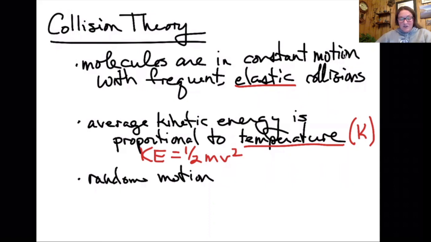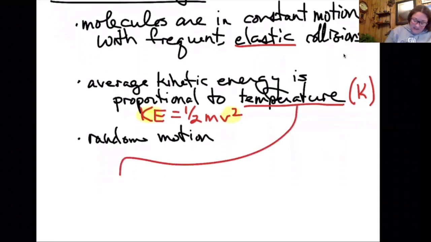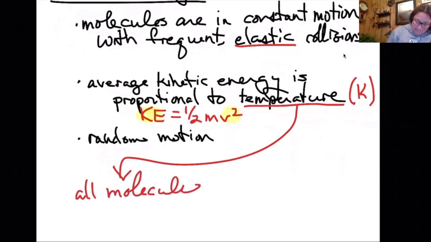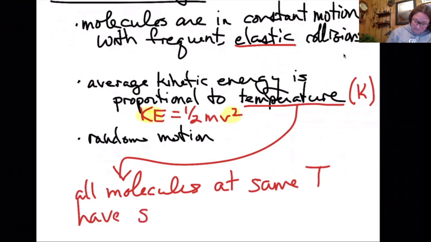So if I increase the temperature, then I would expect to have an increase in kinetic energy as a result. And then I would have a resultant increase in velocity. The mass of a particle won't change. There are some implications here that are important to understand. One of these things is that all the molecules in a container at the same temperature have the same average kinetic energy.